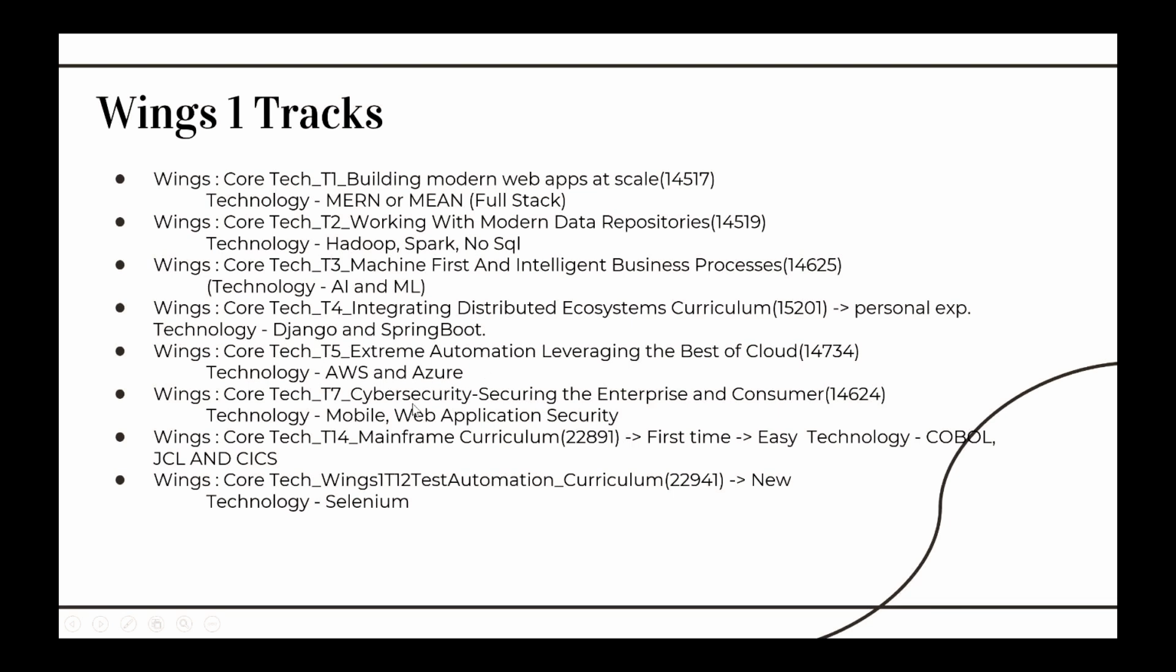If you're opting for T7, that is cyber security related, so you can have web security, web application security, and mobile security. These things you need to learn. If you are into mainframe curriculum, then you have the technologies like COBOL, JCL, and CICS. And if you are opting for the T12 track, then you have testing automation curriculum. Here, the Selenium technology they will ask. So based on your experience and the expertise that you have, you can opt any of this tech track.